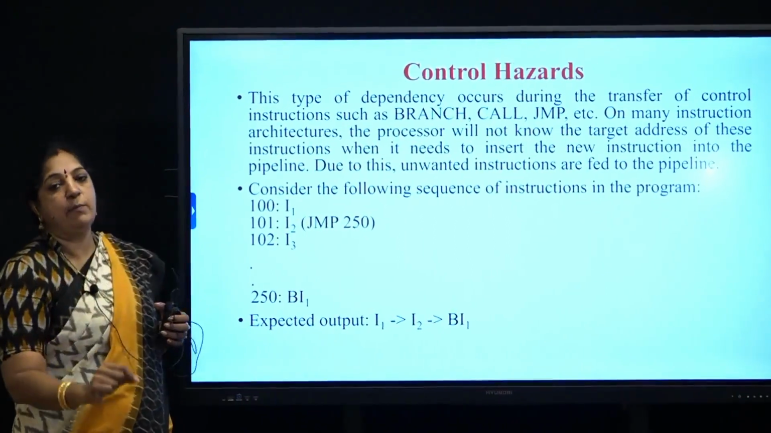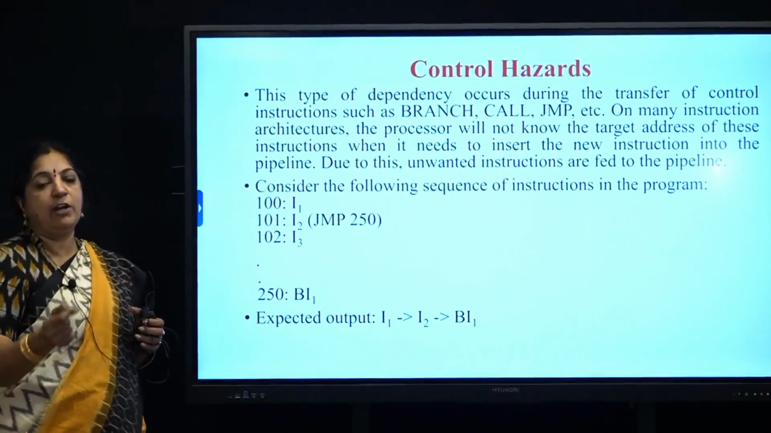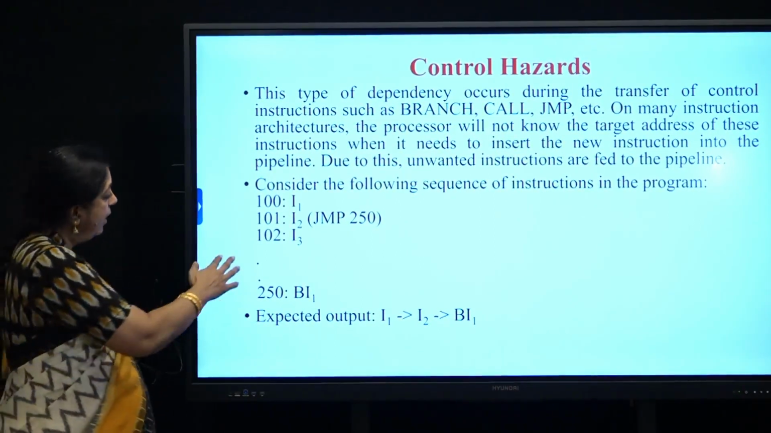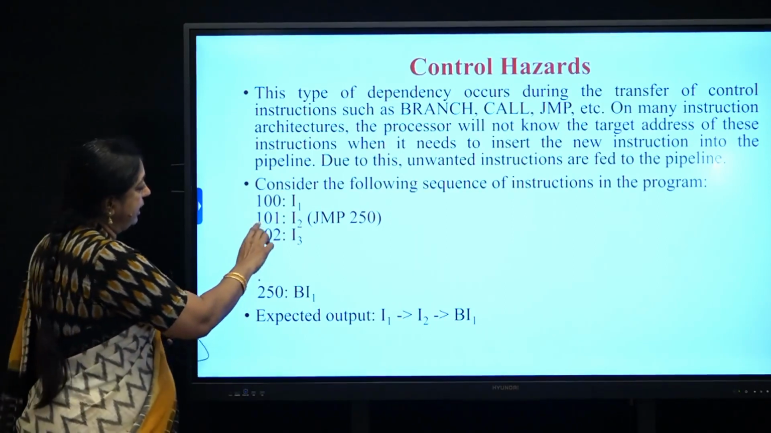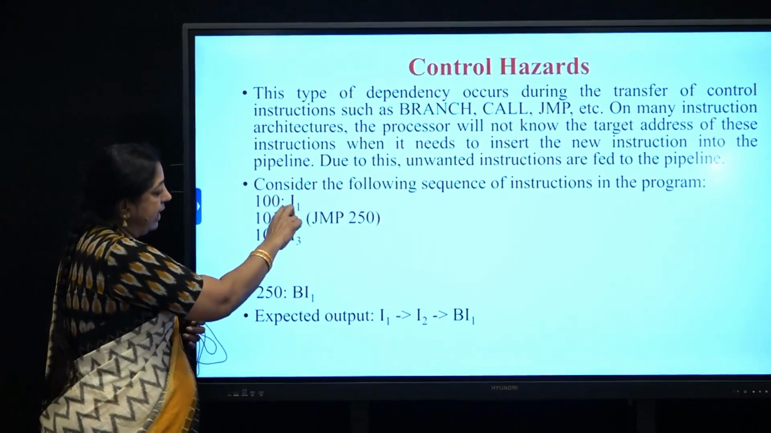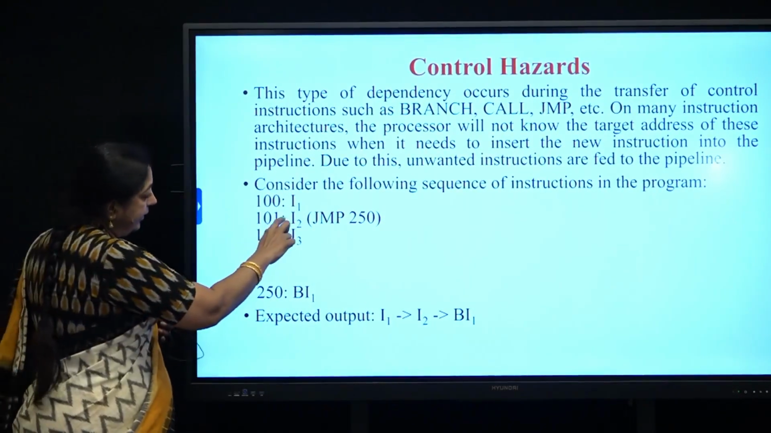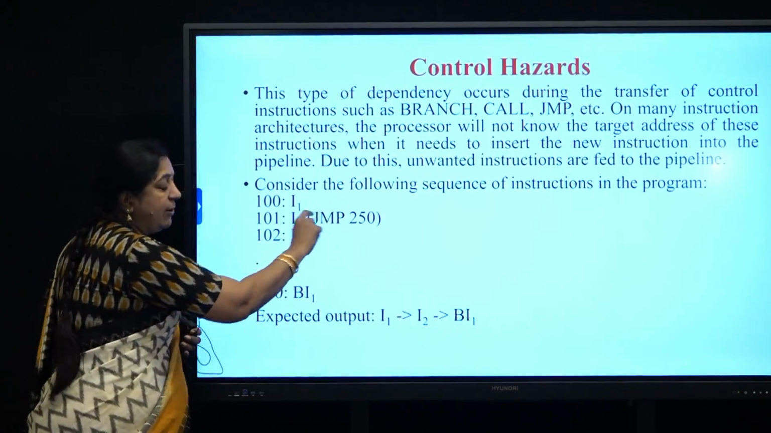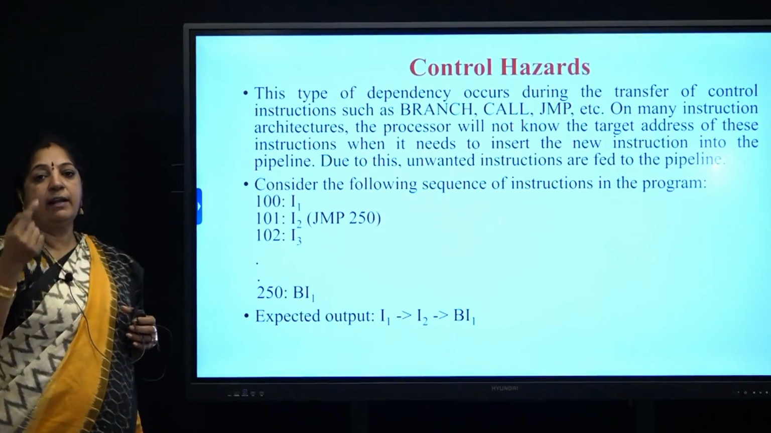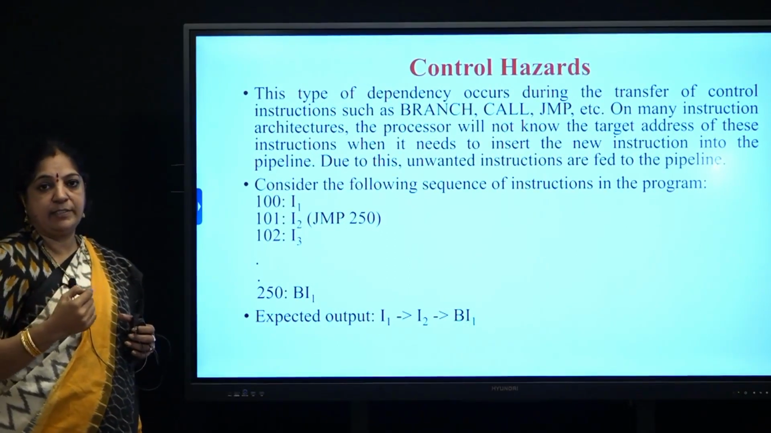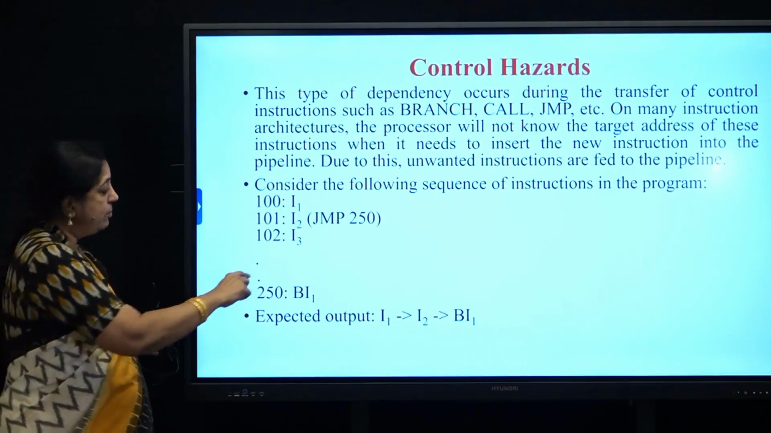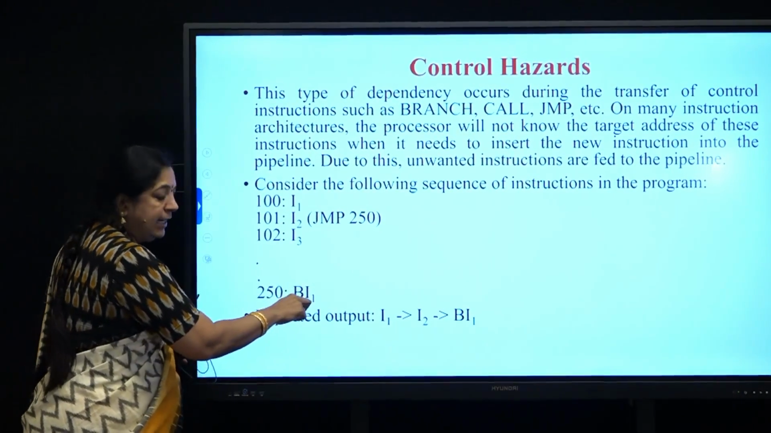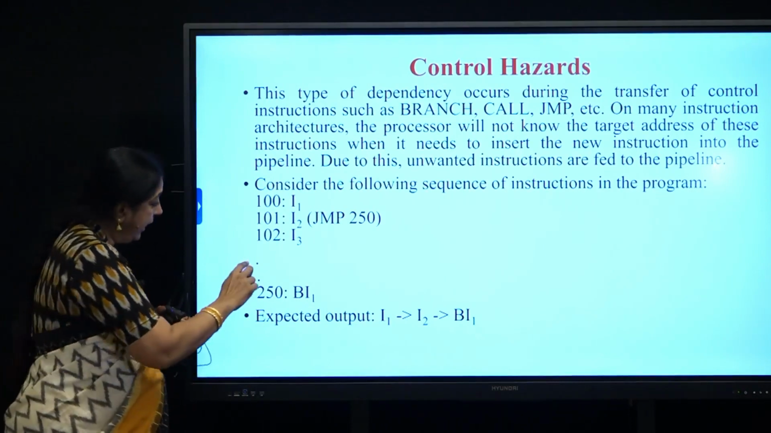So directly we are moving to some other place, we are not executing the instruction that immediately follows. For example, suppose at address 100 we have I1 and at 101 we have I2, but I2, that is instruction 2, is a jump. Jump means the control is taken to some other place. The address where it has to move is given here, that is 250, which is BI1.